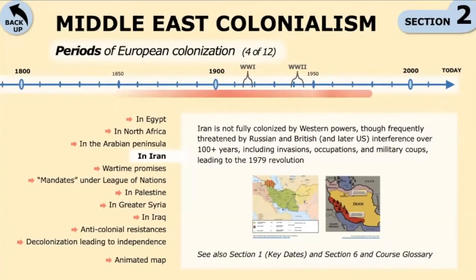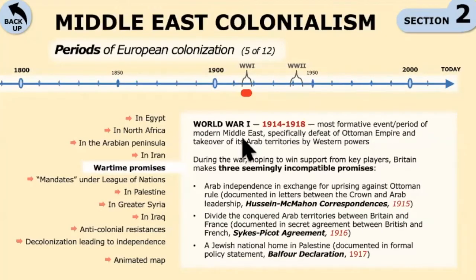Now, let's say a few words about the wartime promises during the First World War that would shape the region for the next 100 years. World War I was the most formative period of the modern Middle East, specifically with regard to the defeat and the fall of the Ottoman Empire and the takeover of many of its territories by Western powers.